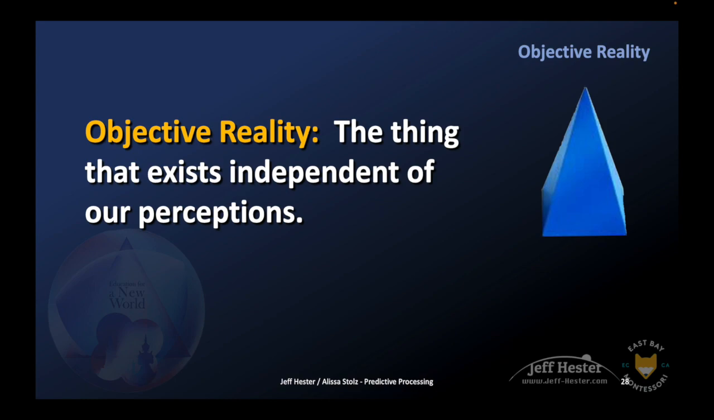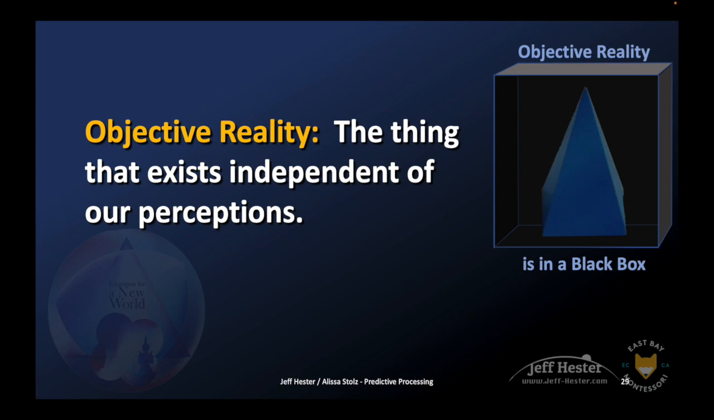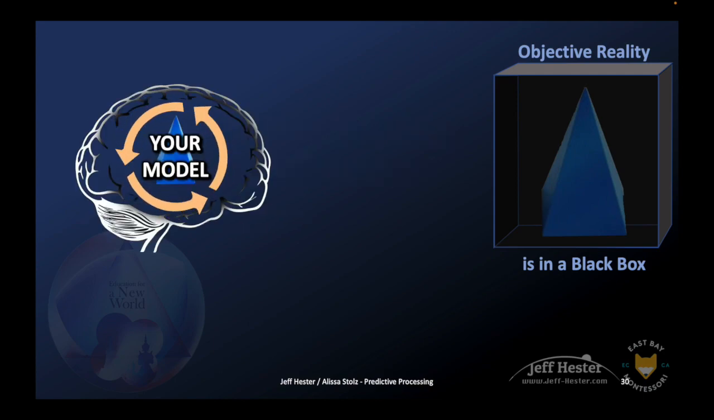All right, objective reality, that thing that we might think we perceive. Objective reality is the thing that exists independent of our perceptions. Objective reality is out there, but it's in a black box. We can't know objective reality directly. Instead, we've got our brain with its model.